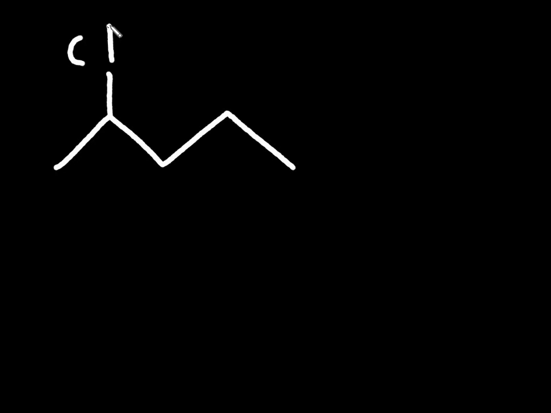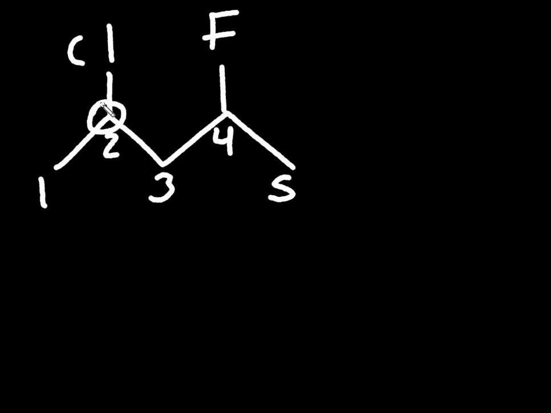Kind of the same thing, but just a different example. All right, what would be the name of this compound? Well, let's count out the carbons. We have 1, 2, 3, 4, 5. On the second carbon, we have a chlorine, and on the fourth, we have a fluorine. So this would be 2.